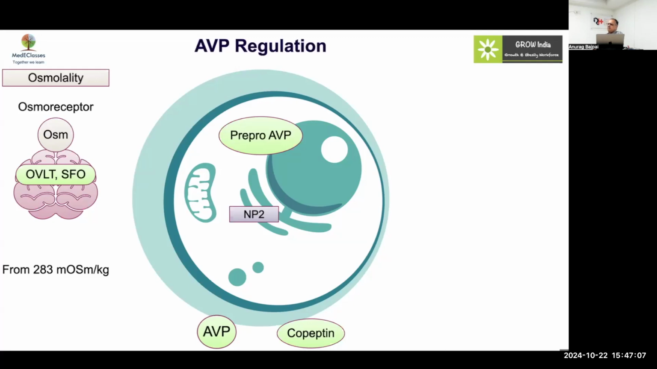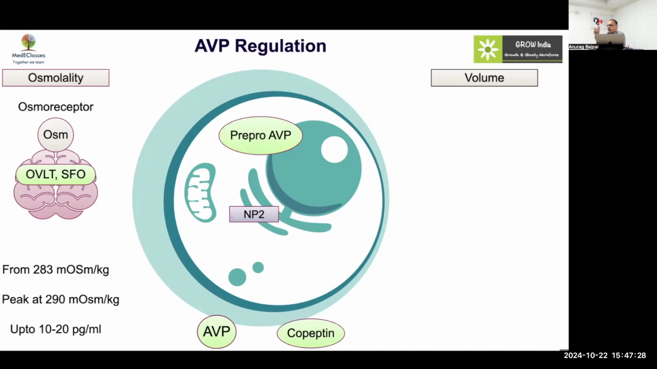Definitely, you should have the maximum amount of AVP, which happens. Peak is around 290, and it may go up to 10 to 20 picogram per ml. For every 1 to 2 rise, you get around 1 picogram per ml rise, which is going to happen in that regard. Volume is a regulator, but it is more of a modulator.